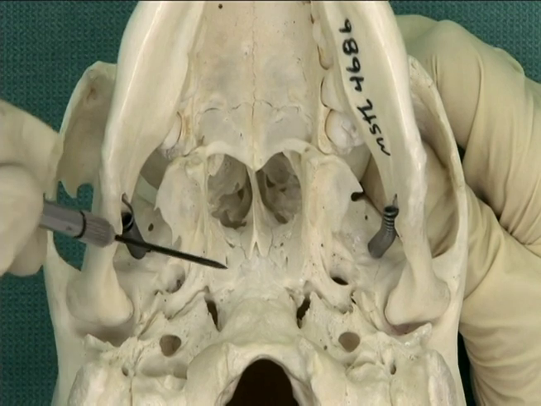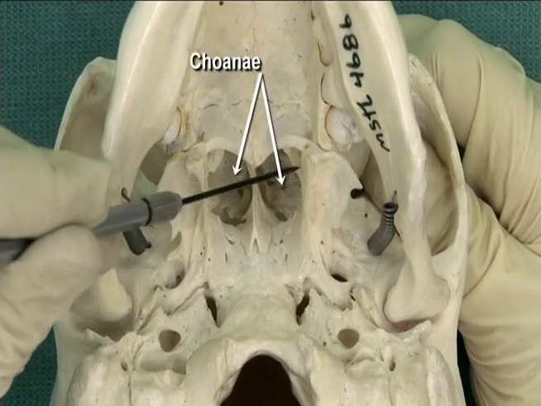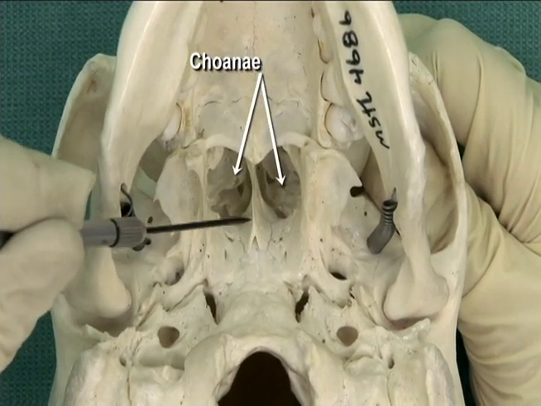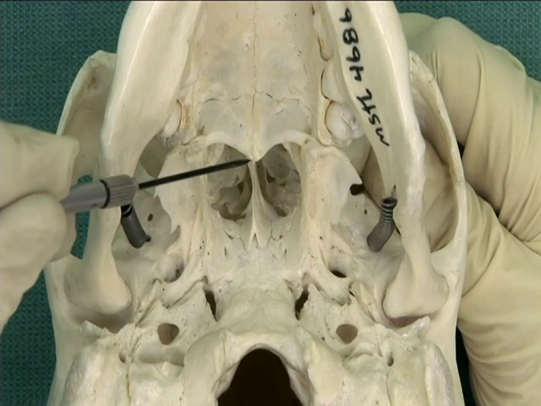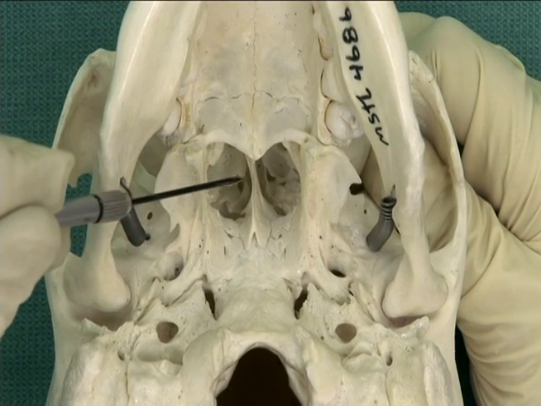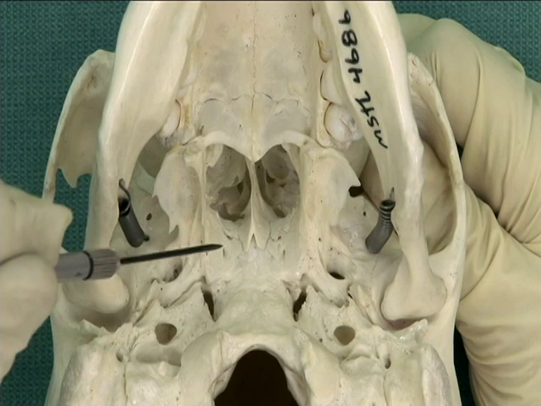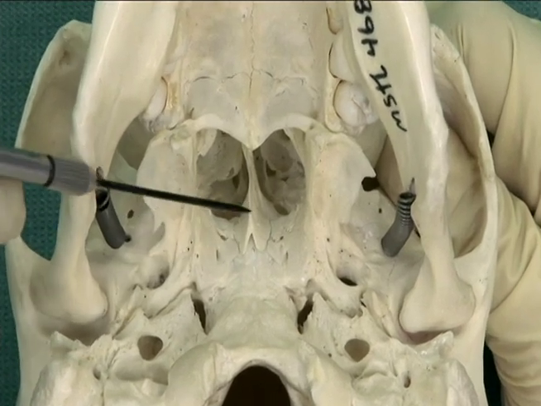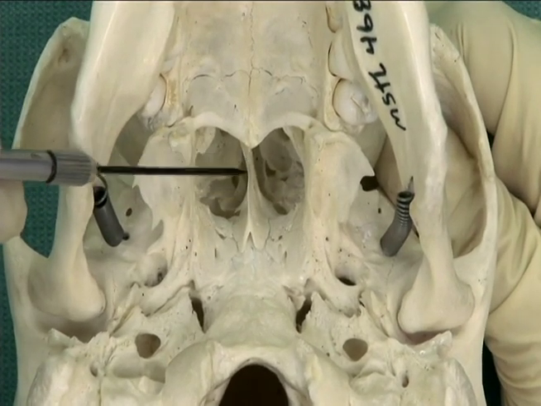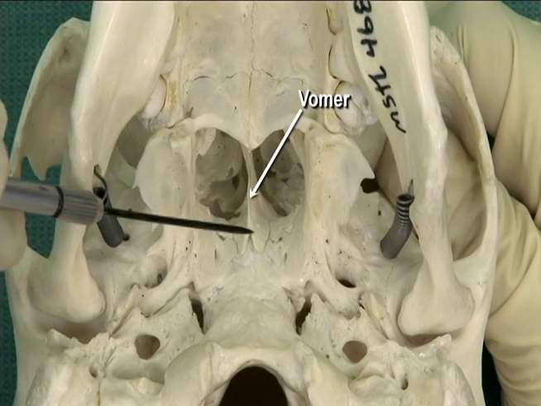Then find the large choanae, or posterior nasal apertures, which lead from the nasal cavities to the nasopharynx. Find the vomer, the bone which separates the two nasal cavities and forms part of the nasal septum.